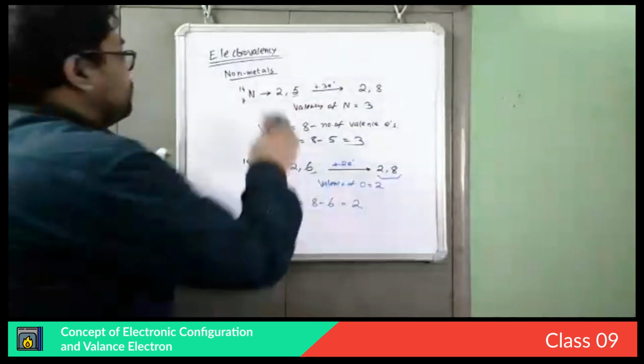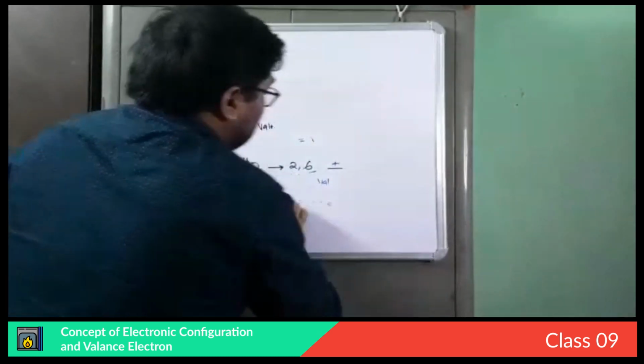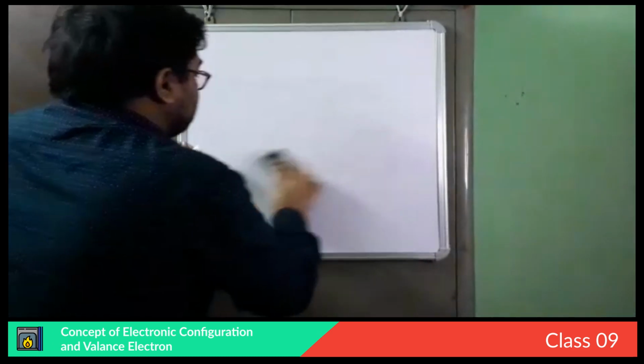Next we have to discuss covalency, the second type of valency.